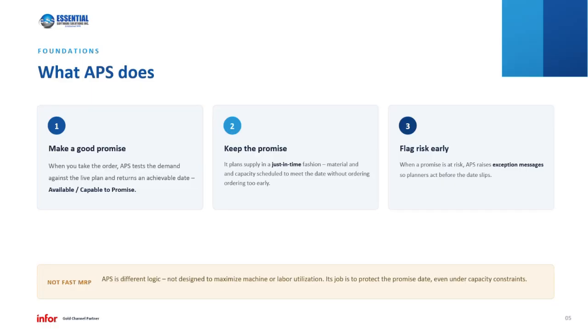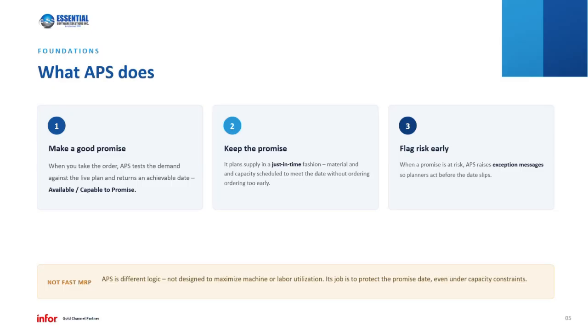The second thing that APS does is plan, supply, and adjust in a timely fashion to be able to keep that promise. That means that APS, as we'll talk about, doesn't plan to maintain high utilization at machines or work centers. It doesn't plan to carry excess inventory levels. It plans to have supply be available for customer order shipments just in time when they're needed, with caveats such as building in buffers. The third thing that APS does is alert you when a promise is at risk via exception messages.